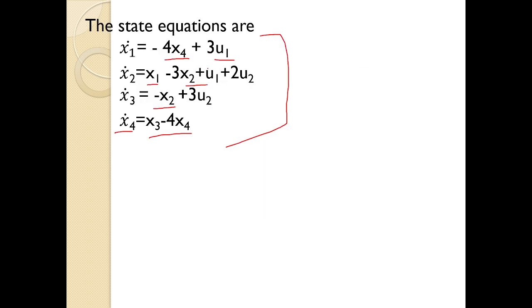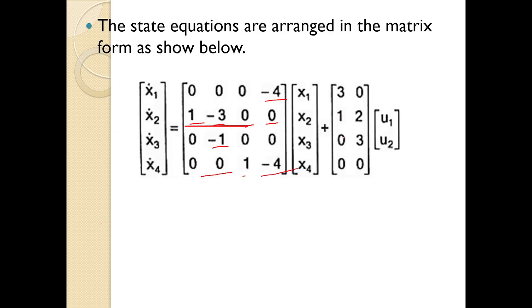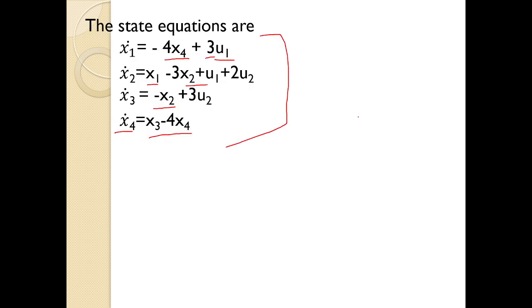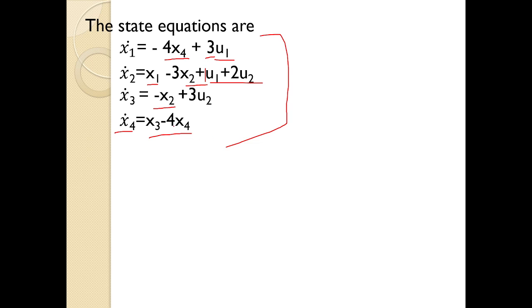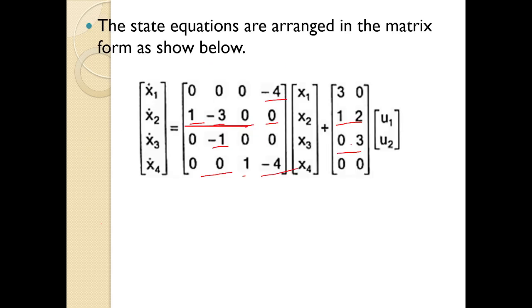If you see here, u1 is there and the coefficient of u1 is 3. u2 is not there in the first equation, so 3, 0. In the second equation, u1 and u2 both are there. The coefficient of u1 is 1 and the coefficient of u2 is 2, so 1, 2. What about the third equation? In the third equation, only u2 is there, u1 is not. The coefficient of u2 is 3, therefore 0, 3.